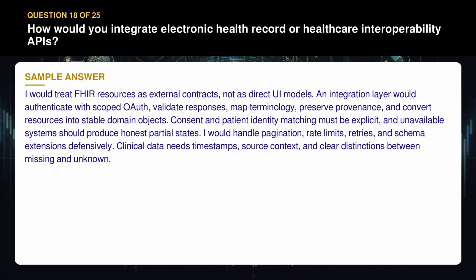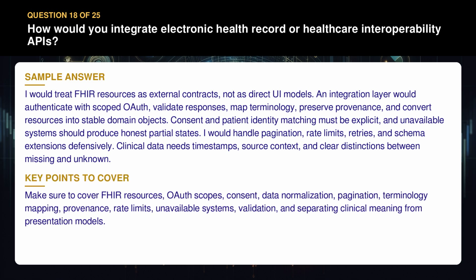I would handle pagination, rate limits, retries, and schema extensions defensively. Clinical data needs timestamps, source context, and clear distinctions between missing and unknown. Make sure to cover FHIR resources, OAuth scopes, consent, data normalization, pagination, terminology mapping, provenance, rate limits, unavailable systems, validation, and separating clinical meaning from presentation models.